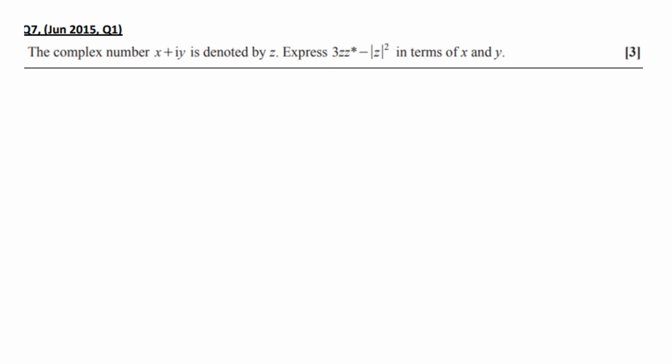Right, here's the last one. Let's see if we can do this. So question 7. The complex number x plus iy is denoted by z. Express this equation in terms of x and y. So we sub x plus iy in for z. So we can say that 3 times x plus iy times the conjugate of z, which is going to be x minus iy, minus the modulus of z squared.